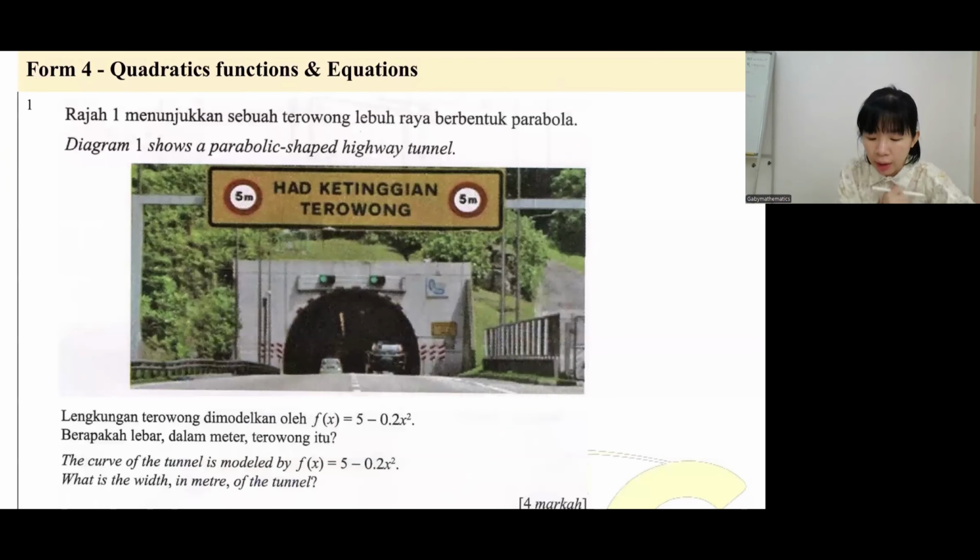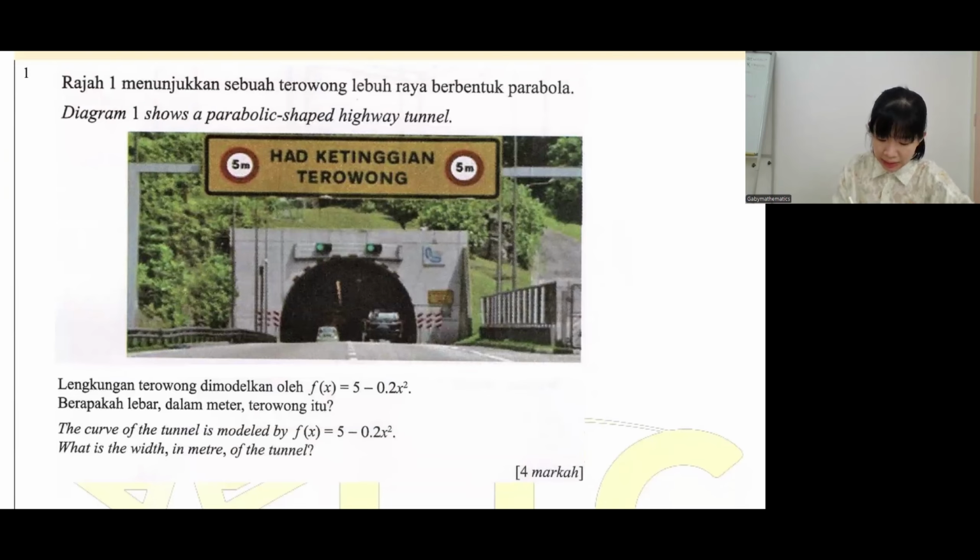Okay, diagram 1 shows a parabolic shape of a highway tunnel. So this is a tunnel. The curve of the tunnel is modeled by f(x) = 5 - 0.2x². So for this tunnel, they use a quadratic function to represent it. Then at the end, what is the width of the tunnel in meter? Lebar dalam meter. So at the end, we need to find the width here. Okay, so this is the question.